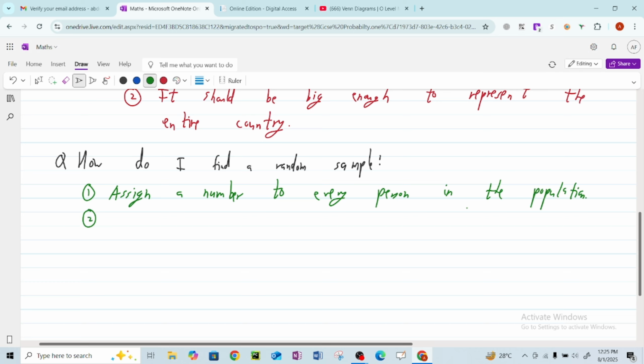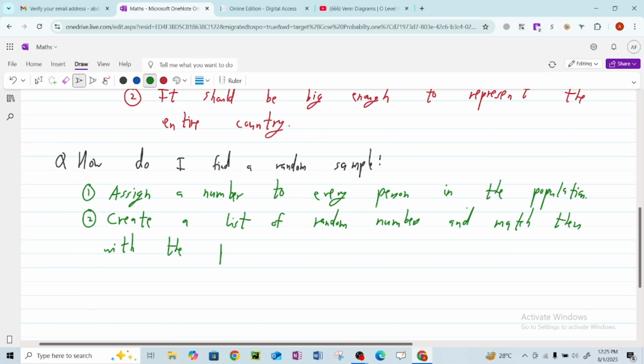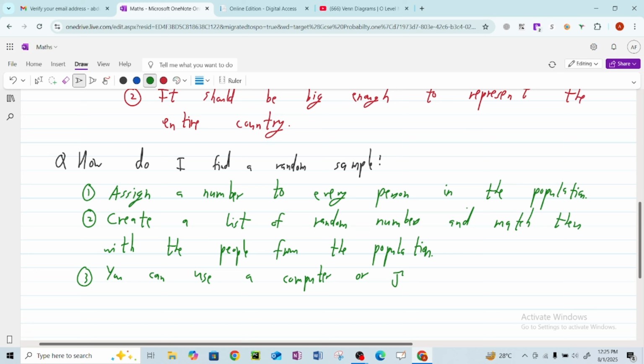Secondly, create a list of random numbers and match them with the people from the population, okay? So that's why every person will have an equal chance and not just one person can get, let's say, an advantage to do this. And thirdly, you can use a computer, let's say, or just a normal person, to take out and match the random numbers.